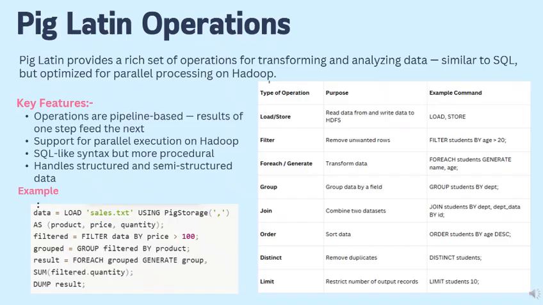Now, this is where Pig Latin really shines. Its operations. Look at this table. It lists the most common ones: load and store for reading and writing data from HDFS, filter for removing records you don't need, foreach generate to transform your data, group and join for combining or grouping datasets, order for sorting, distinct to remove duplicates, and limit for controlling the number of records. These operations can be chained together, so you can build an entire data pipeline step by step. That's why people call Pig a data flow language rather than a query language.